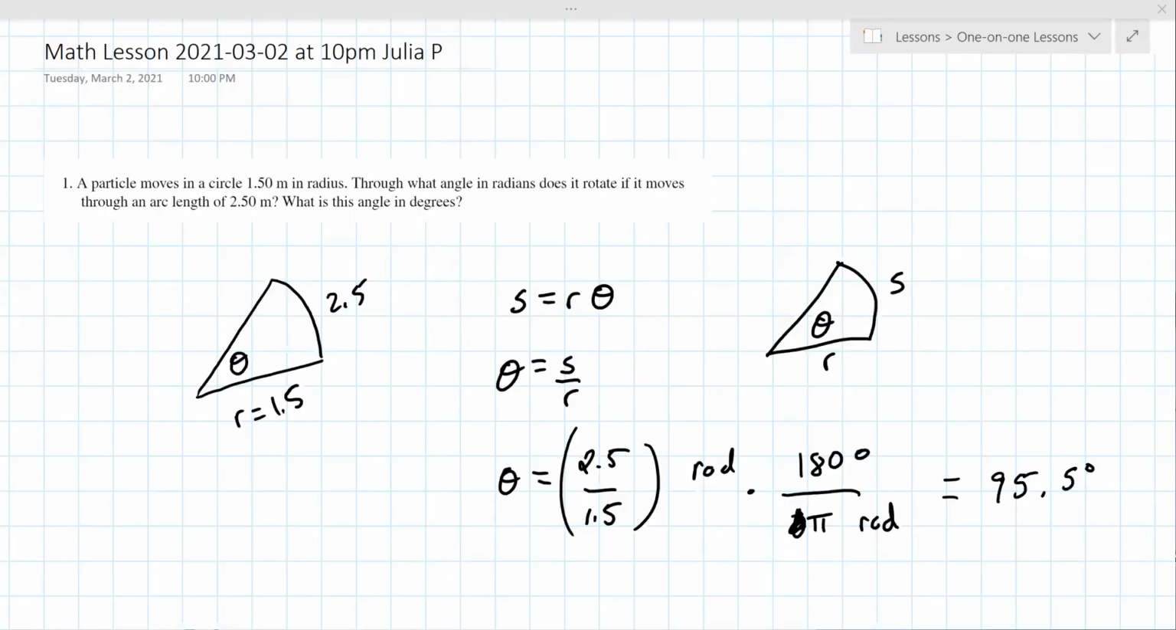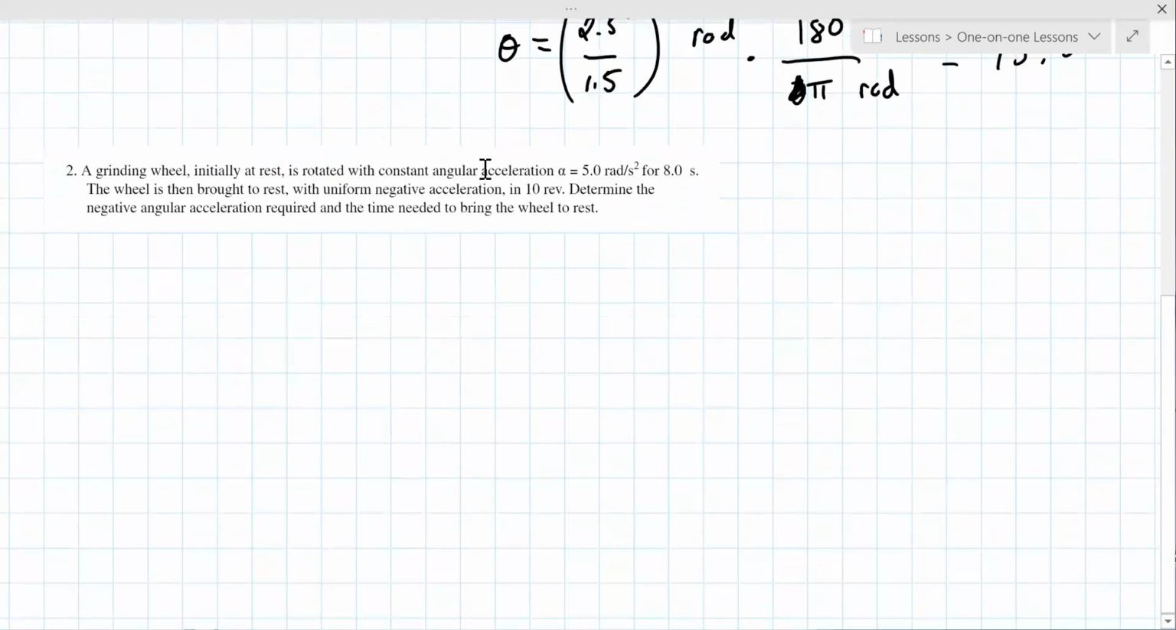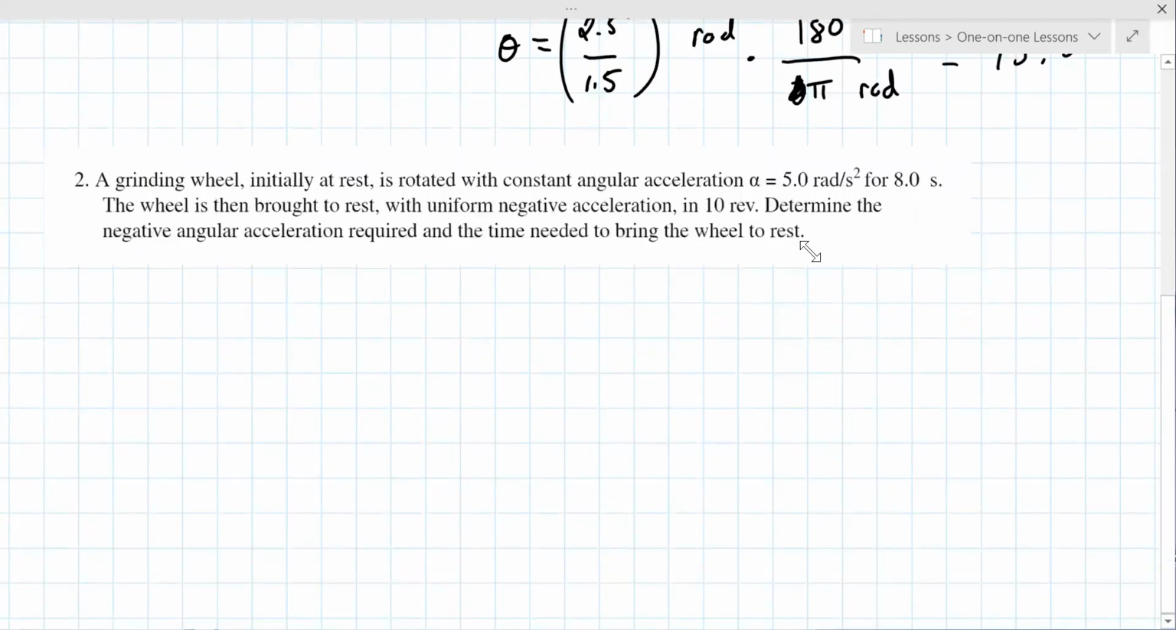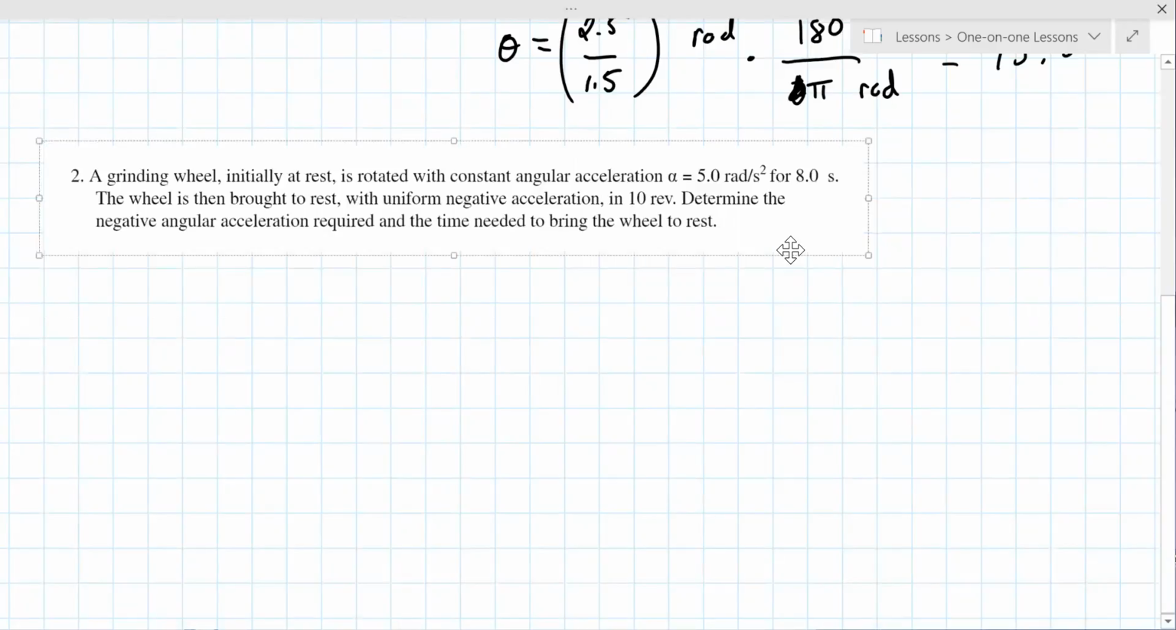So we got number 2, something about a grinding wheel. A grinding wheel initially at rest is rotated with constant angular acceleration alpha equals 5 for 8 seconds. The wheel is then brought to rest with uniform negative acceleration in 10 revolutions. Determine the negative angular acceleration and the time required to bring the wheel to rest.